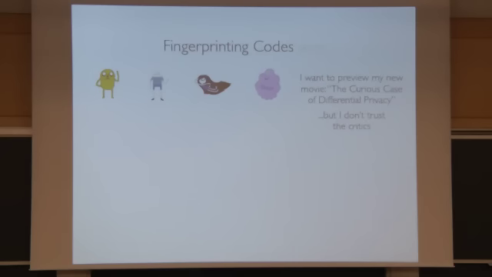But you don't trust them. You're worried that they're going to take the movie and put it on their website, and now no one's going to see your movie. So what you might try to do is watermark the movie. You're going to give each one of them different versions. And then if it appears on the internet, you know which one of them has betrayed your trust.